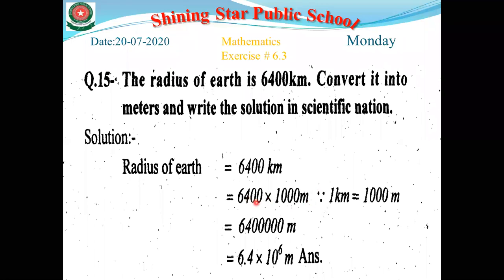Now 6400 multiply 1000. Okay, so it becomes 64 lakh meter. So we have to write here 6.4. So we write multiply 10 power 6. Why? Because we have to move 6 steps to the left hand side, so we write 10 power 6. Okay, 10 power 6 meter, which is your required answer of this question.